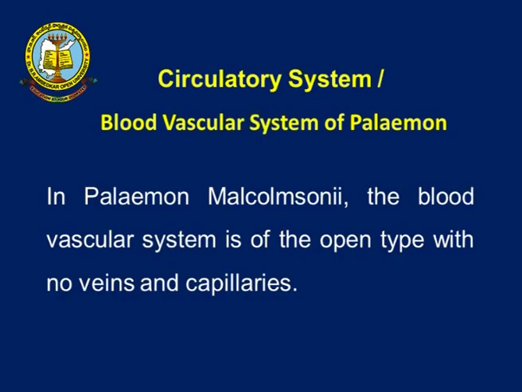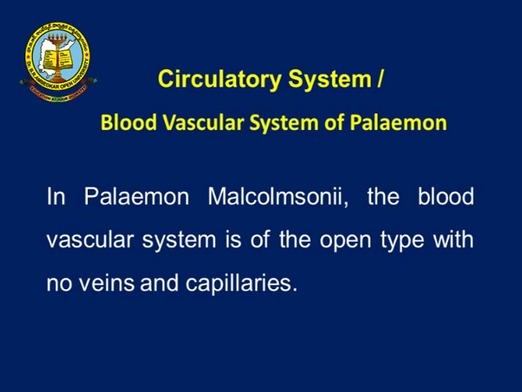Under that, we will first talk about the circulatory system, which is very unique, and how the blood is moved through the body. First of all, the blood circulatory system in Palaemon is an open type with no veins and capillaries. Here you have to understand that they do not have capillaries, so the blood is not moving inside capillaries to reach different parts of the body.